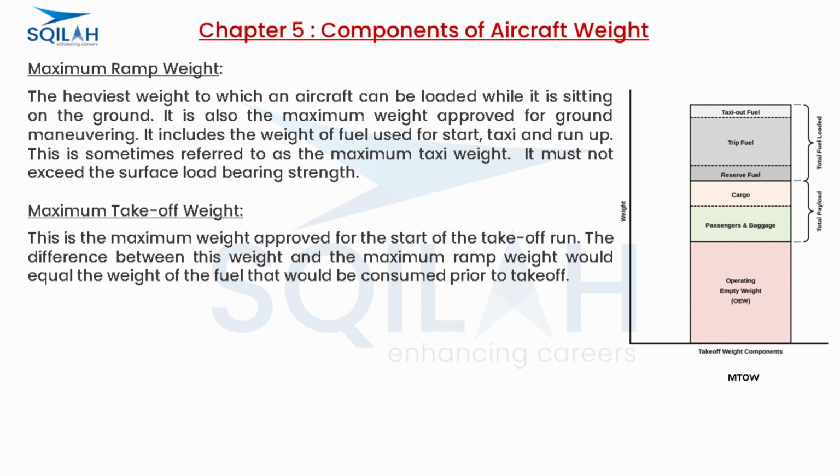Maximum ramp weight. The heaviest weight to which an aircraft can be loaded while it is sitting on the ground. It is also the maximum weight approved for ground maneuvering. It includes the weight of fuel used for start, taxi, and run-up. This is sometimes referred to as the maximum taxi weight. It must not exceed the surface load-bearing strength.